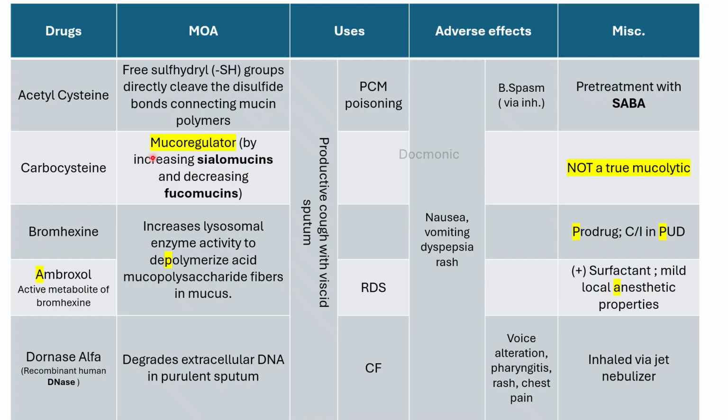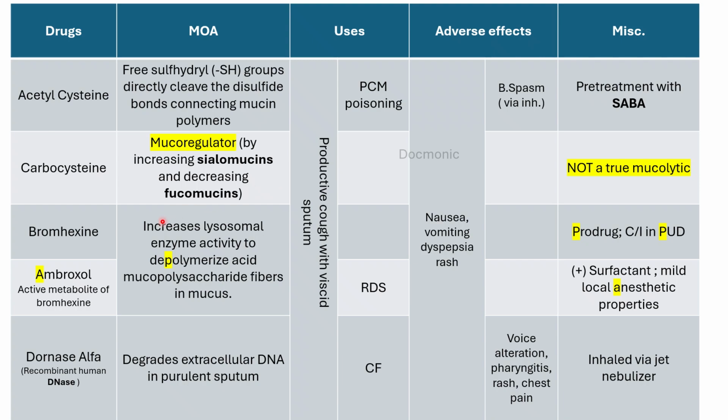And coming to carbocysteine, it's not a true mucolytic. It's called a mucoregulator, where it increases sialomucins and decreases fucomucins. Sialomucins is the watery part of the mucus, and fucomucin is the thick, tenacious part of the mucus. So by decreasing the thick, tenacious part and increasing the watery part, it just regulates the mucus. Hence the name mucoregulator.